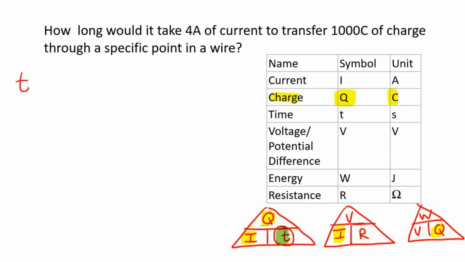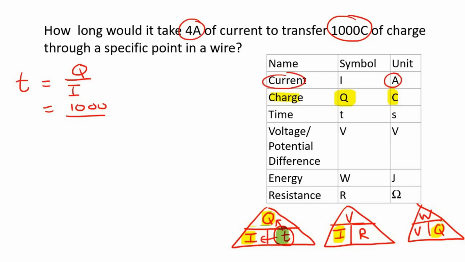So remember, time is equal. Now you see that the Q is at the top and the I is at the bottom. So you're going to say Q at the top, I at the bottom. So the Q is the 1000 and the I is the 4 amps. You see, that's amps, current, I. And so that's going to be 4. And so that would be 250.